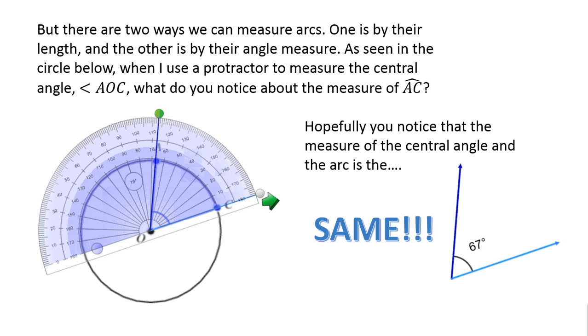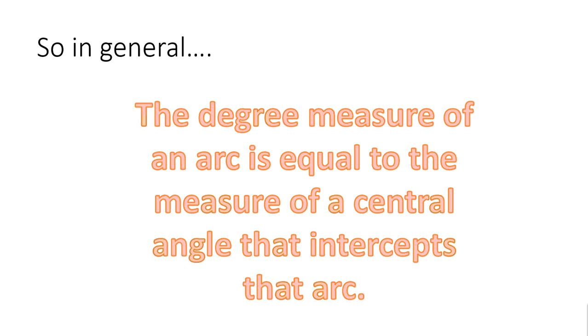And using a protractor, I measure that to be 67 degrees. And so what that means is that the central angle is 67 degrees, and the arc in between the central angle is also 67 degrees. And so that would be the measurement of arc AC.